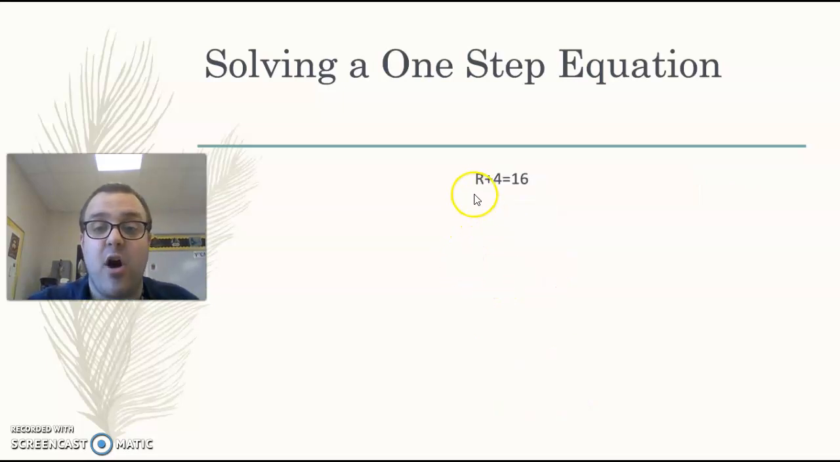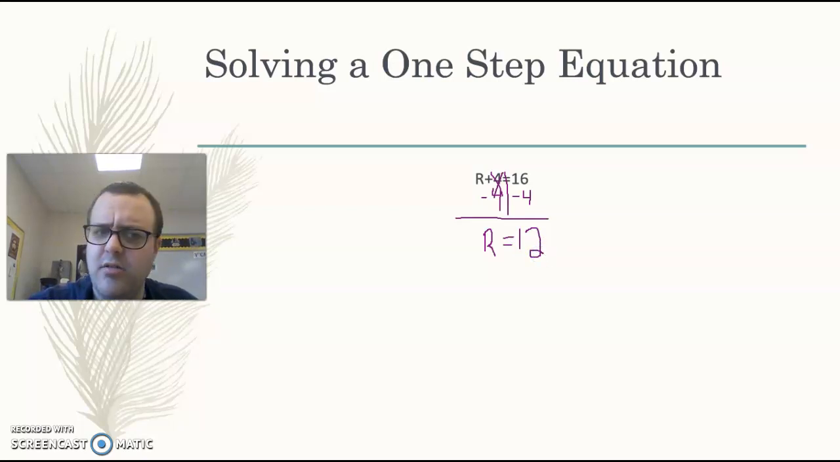Here's another one. We have r plus 4 equals 16. I'm solving for r here. We're going to do the exact same thing again. We're going to say, all right, how do I solve for r? What's the opposite of adding 4? It's subtracting 4. We're going to subtract 4 from both sides. And so over here, 4 minus 4, that equals 0. Those are going to cancel out. I'm going to be left with just r. Over here, I have 16 minus 4, which is going to equal 12. And there's my final answer.